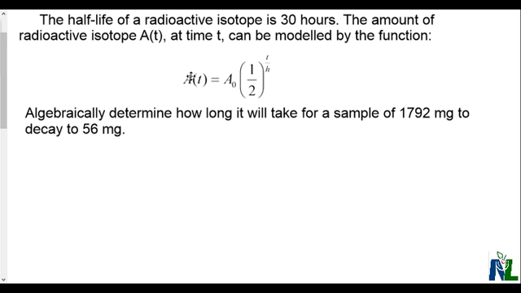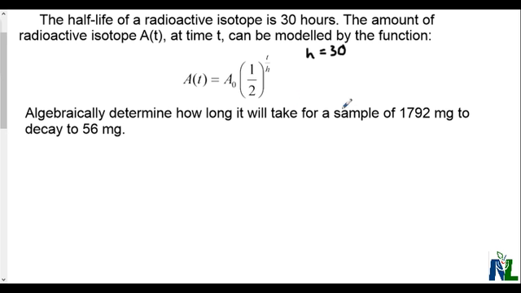A of t is equal to the initial amount, and then we have a half-life, and again, the t and the h are the time that we're looking for versus the half-life. So in this problem, we've got to identify what each of these unknowns is in this context. So we know the half-life of the radioactive isotope is 30 hours. So that would mean that h is equal to 30. So let's write that down. H is equal to 30.